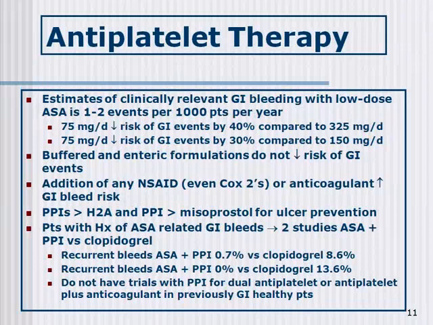If we go to slide 11, then estimates of GI bleeds with low-dose aspirin is roughly 1 to 2 events per 1,000 patient years. So again, fairly uncommon. We do know that low-dose aspirin, the baby aspirin, 75 to 80 milligrams a day, reduces GI events by 40% compared to 325 and by 30% compared to 160.